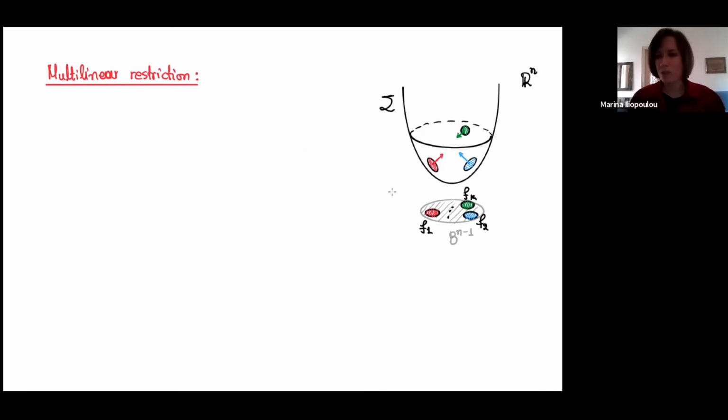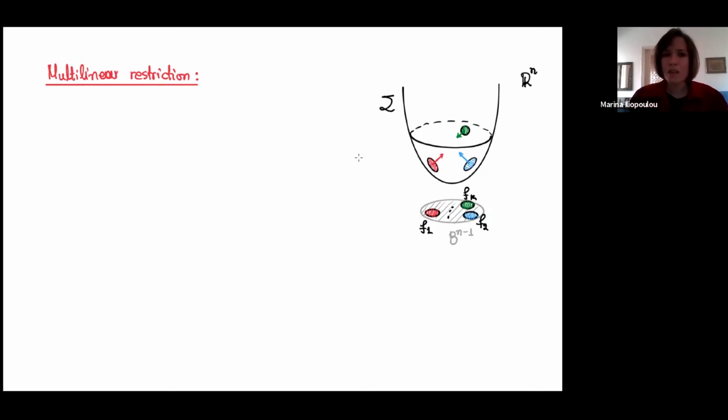Just for the extension operator, we want to understand the Fourier transform of a specific function, and it's nice to split this function into smaller bits. And multilinear restriction is about understanding the extension operator coming from transverse caps. So that is when all these normals here in this picture are linearly independent, essentially.